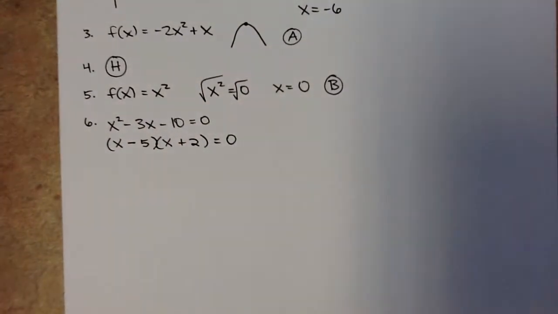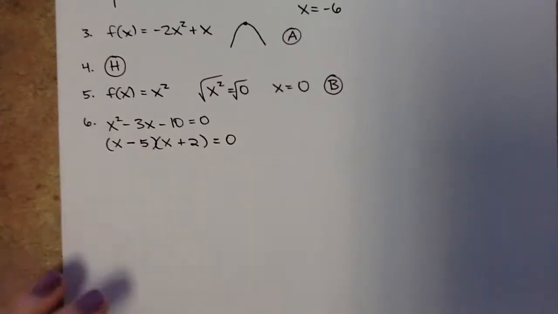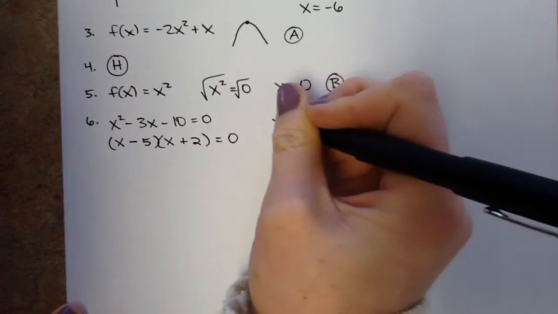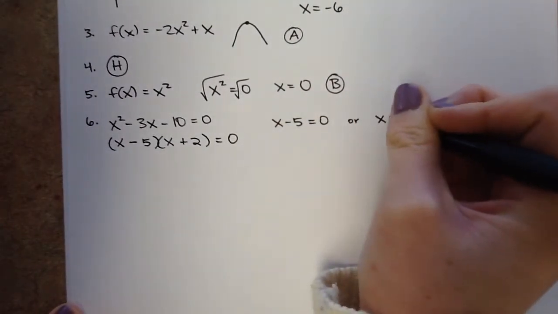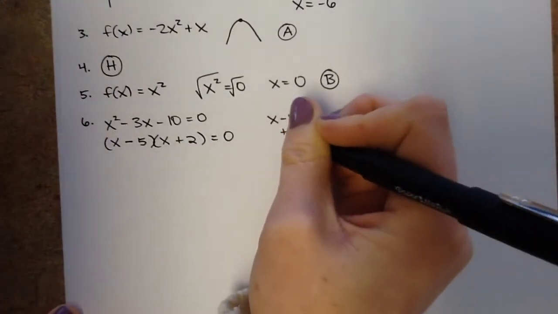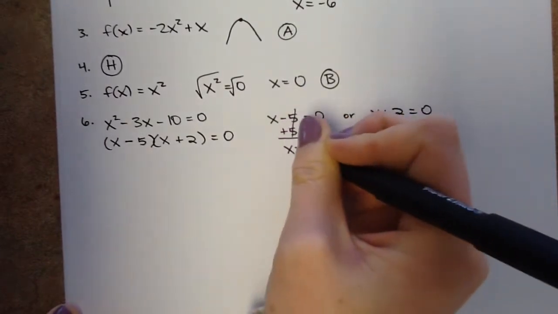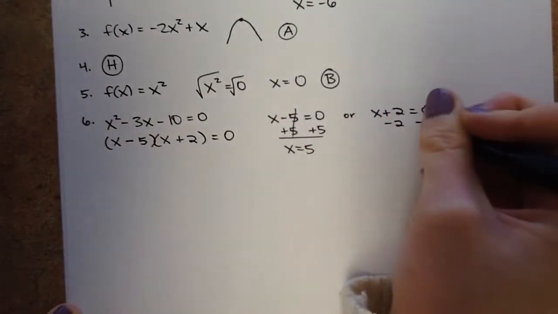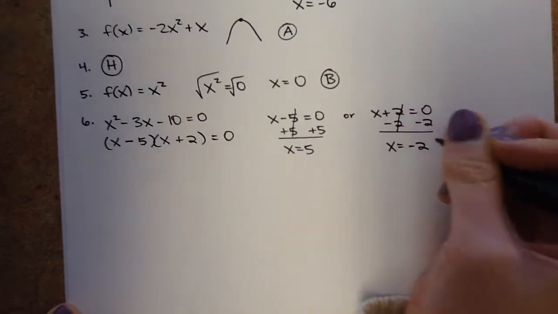You can always re-FOIL, multiply this whole thing back out, and make sure you end up with this trinomial, which I promise you will. To solve by factoring, you take each factor and set them individually equal to 0. So this one on the left, we're just going to add 5 to both sides, so we get x equals 5. And then here we're going to subtract 2, so we get x equals -2.